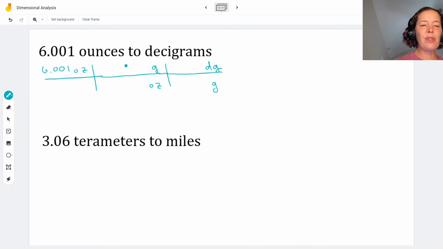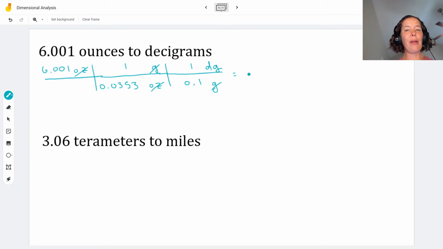Okay, let's get our numbers in. So in 1 gram, there are 0.0353 ounces. And in 1 decigram, there are 0.1 grams. So my ounces cancel, my grams cancel, and I am left with my decigrams, which is exactly where I want to be. Let's put this into our calculator. We actually get not a ton of decimal places. So let's work on our sig figs here. We have 1, 2, 3, 4 sig figs here. We have 1, 2, 3 sig figs here, and of course this is an infinite number.